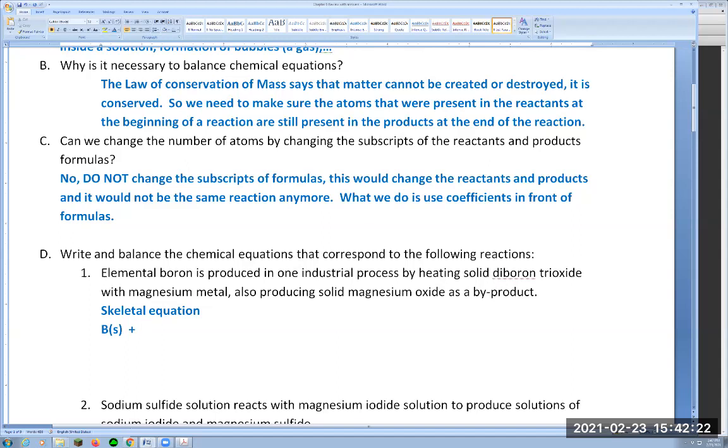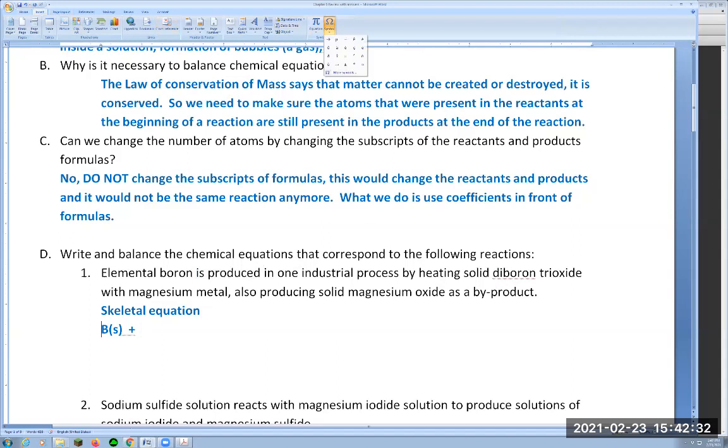It reacts, so it is produced. You see, that means it's going to be after the arrow. So let me put the arrow first. It comes after the arrow because it says it is produced in one industrial process by heating solid diboron trioxide. Okay, so in the reactant side, we have diboron trioxide.